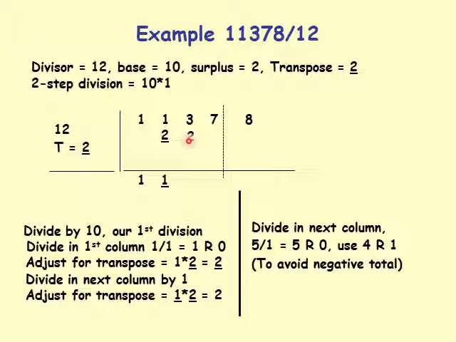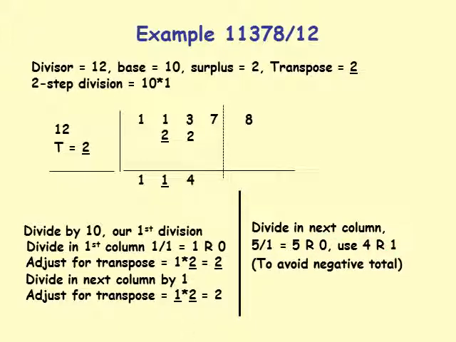3 plus 2, 5, by 1. If I do 5 divided by 1, I get 5, remainder 0. But that would have given me a negative value in the next column. When there is a negative value here, we want to see how we can use the altered remainders to change that to a positive value. So instead of the typical 5 remainder 0, we would do a 4 remainder 1.